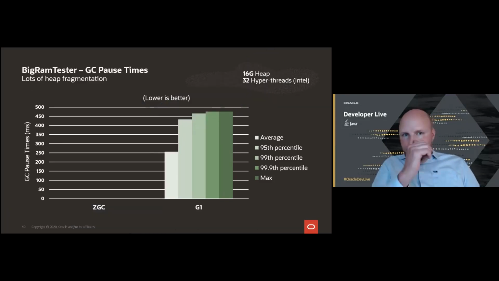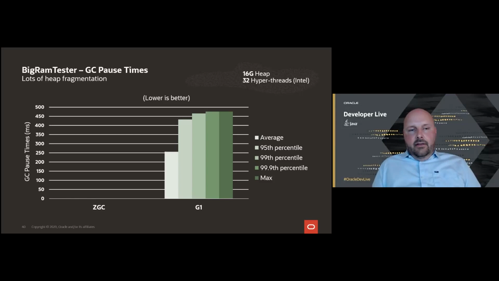Next we have another benchmark. This is called the Big RAM tester. This is basically a GC stress test that causes a lot of heap fragmentation. So it means the GC will have a lot of work to do to compact the heap. And as we can see, the story here is very similar. G1 in this case has an average pause time around 250 milliseconds, max around 470.